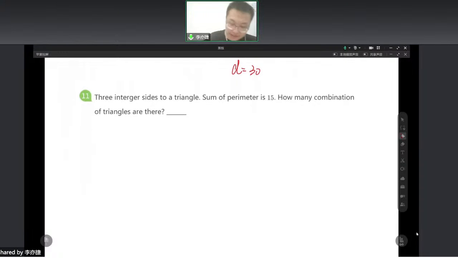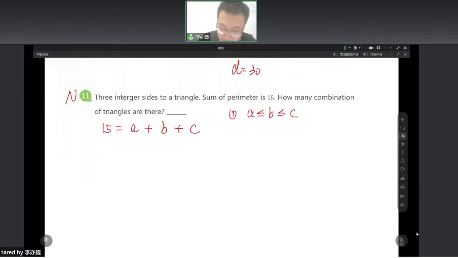So question 11, I treated it as a normal one. It's not difficult, but it's about the enumeration, so it's easy to make mistakes. We want to find the triangle, the perimeter is 15, and the sides are integers. So we just want to make 15 into the sum of 3 numbers, A, B, C, and do the enumeration. Notice that there are 2 things. First, we can assume A is no larger than B, B is no larger than C. Secondly, the sum of the 2 smaller sides should be larger than the third one. We just use this to make the enumeration.